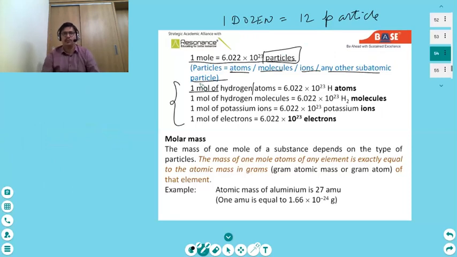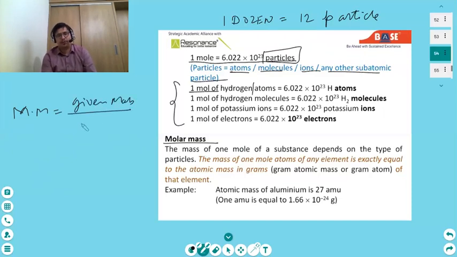We have already done molecular mass before. So what is molar mass? Molar mass is the mass of 1 mole of a substance in gram. Again, molar mass is the mass of 1 mole of a substance in gram. Molar mass has a formula: you can write it as given mass divided by the number of moles present.